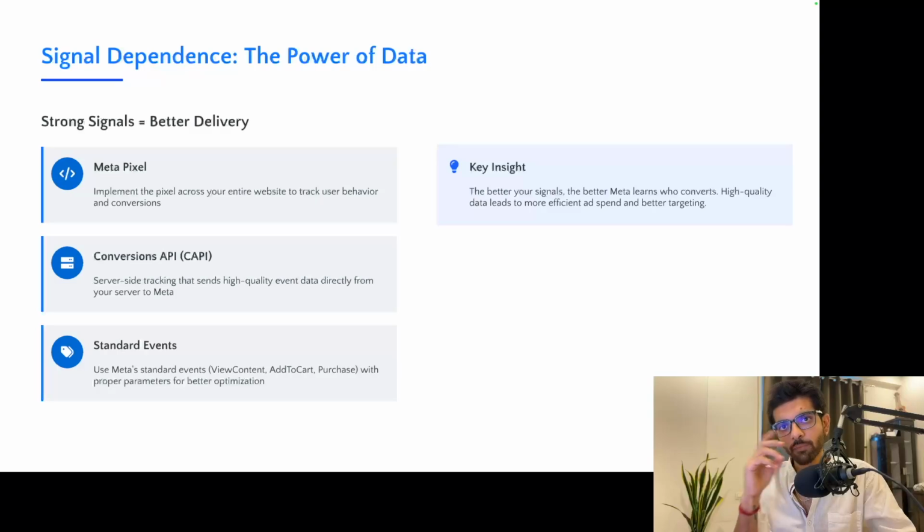So all these parameters like phone number, email, user ID, etc. All these things are required by the Meta algorithm to learn more about you as a user. Essentially, that is what happens when it is creating a lookalike audience, right?